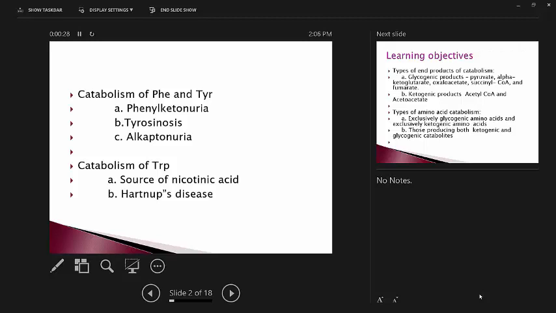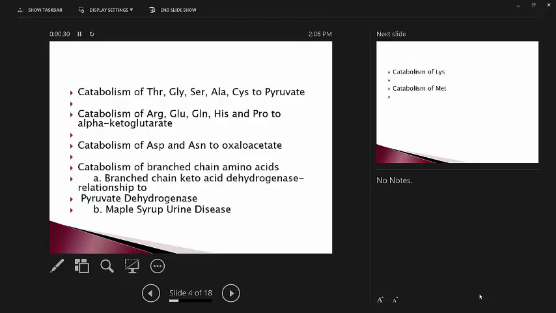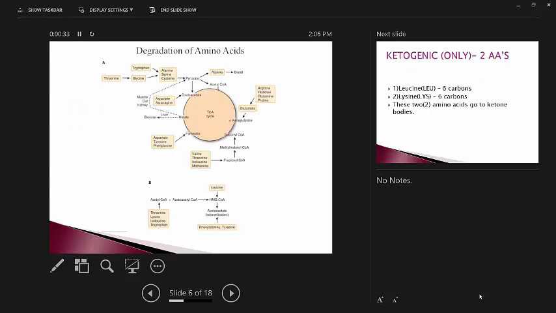This is all the learning objectives. Okay. All right. Now, this looks complicated, but we've already started to deal with it in some way. This is the TCA cycle. This is actually ketone body formation, and we're actually looking at how amino acids are degraded.